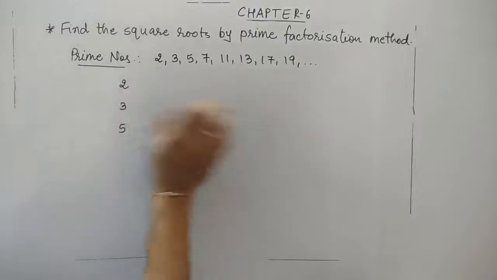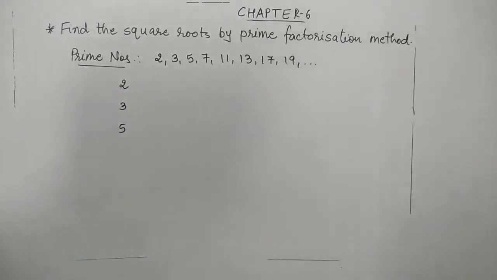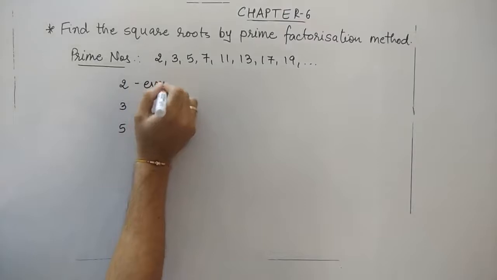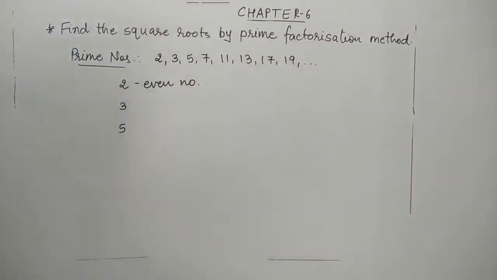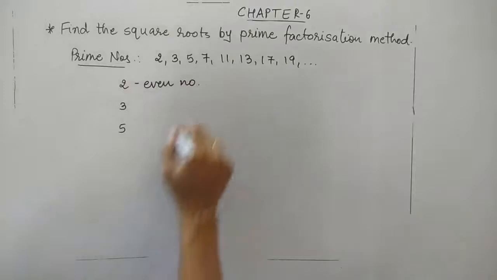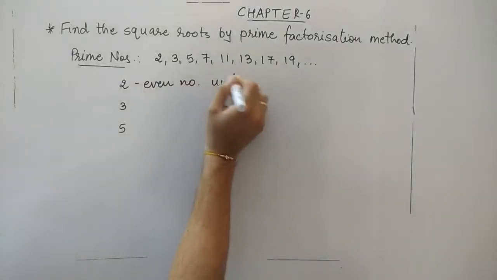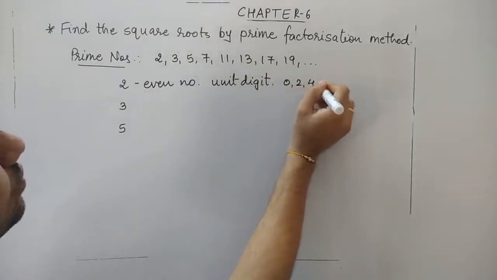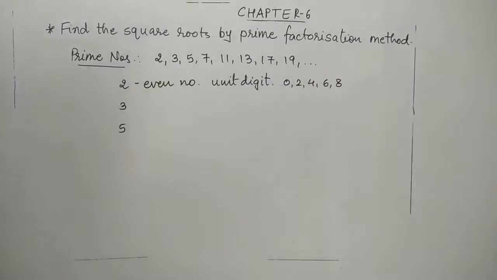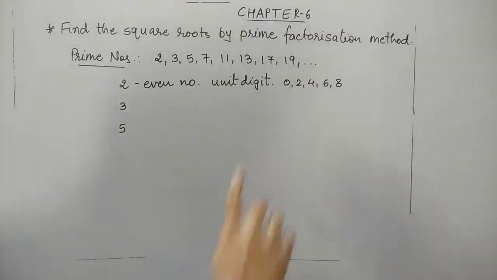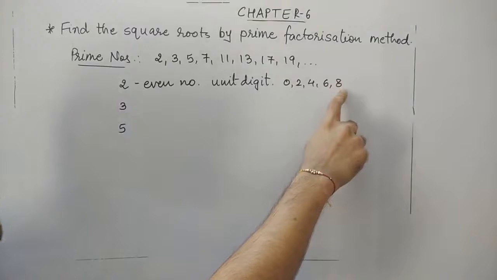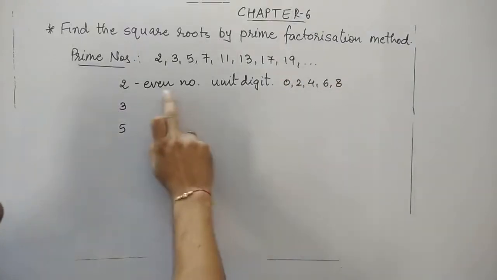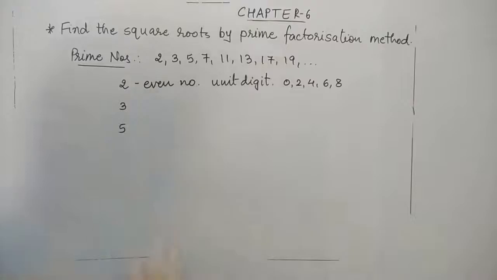One more time. How do we come to know whether the given number is divisible by 2 or not? If the number is an even number, all even numbers are divisible by 2. Now how do we come to know it is an even number? Look at the unit digit, or we can say the last digit. If the last digit of a given number is 0, 2, 4, 6 or 8, we should remember it is an even number. So that number must be divisible by 2.